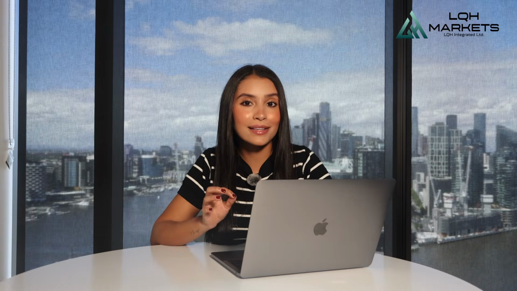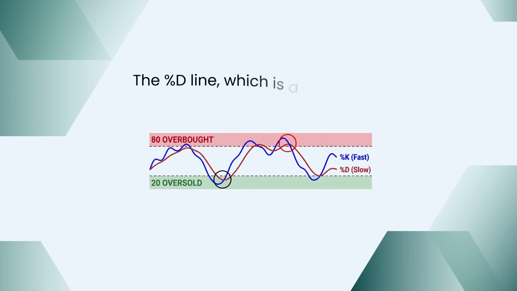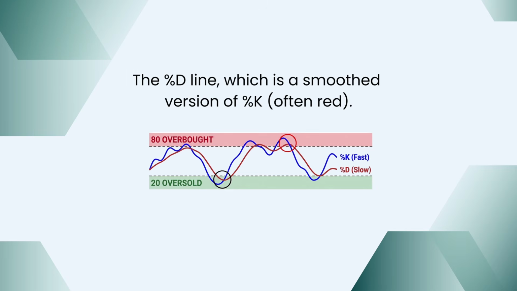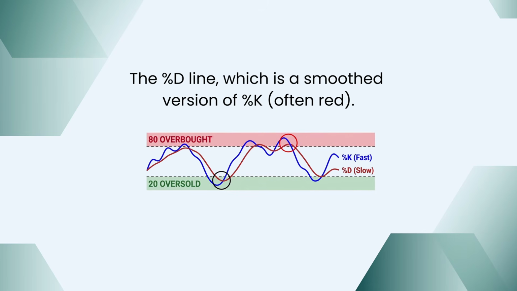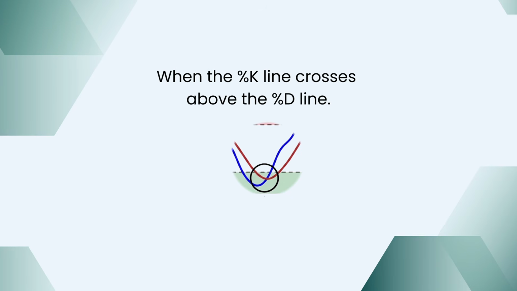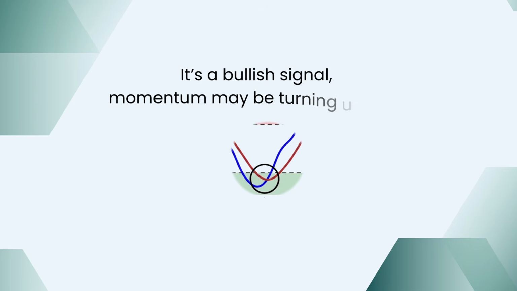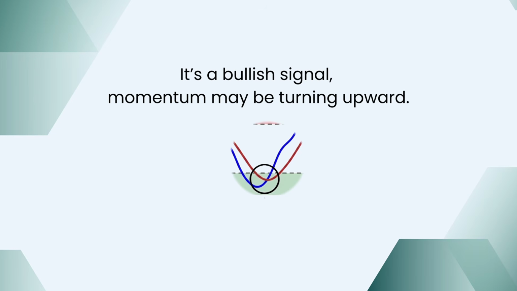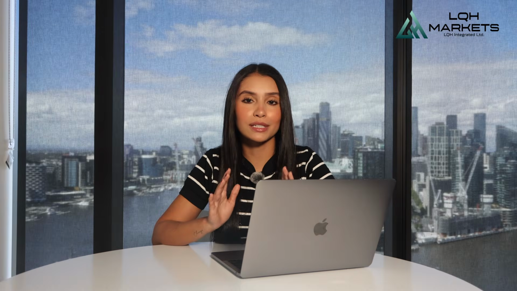Now, the stochastic isn't just one line. It actually has two. The percentage K line, which is the fast moving one, usually shown as blue. The percentage D line, which is a smoothed version of the percentage K, often red. When the percentage K line crosses above the percentage D line, it's a bullish signal. Momentum might be turning upwards. When it crosses below, it's a bearish signal. Momentum might be fading.